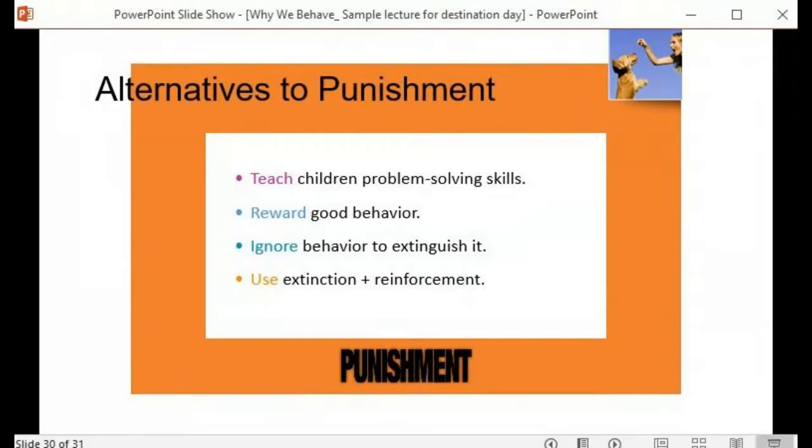We can try to ignore behavior, right? We talked about that with the screaming child with the candy. Often if we're only going to use ignoring, the behavior might get worse first. So you need to be careful. Combining ignoring the bad behavior and then reinforcing good behavior is a great technique.